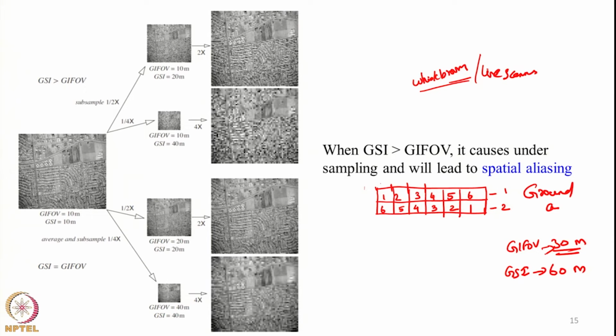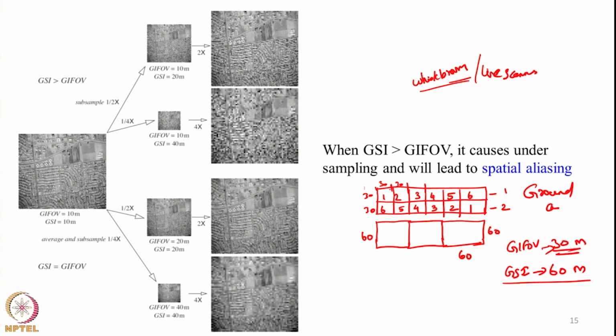So, what will happen? Because the GSI is set as 60 meters in both x and y direction, the pixels, rather than being 30, 30, 30, 30, rather than having 30 meter size, will now have a 60 meter size in both x and y direction because of the GSI. So, this will be the size of the pixel in both x and y direction.